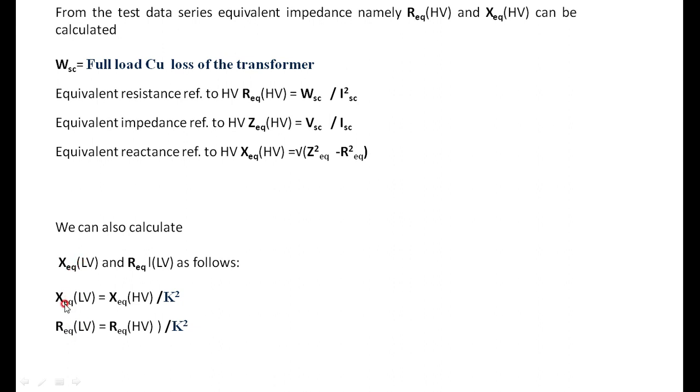Therefore, X equivalent on the LV side, that is the secondary, is equal to X equivalent of HV, that is the primary reactance, divided by the transformation ratio square. Similarly, R equivalent referred to the secondary side or LV side is equal to R equivalent of HV side divided by K square. This is how we are calculating the equivalent resistance and the reactance of any side, either HV side or the LV side.